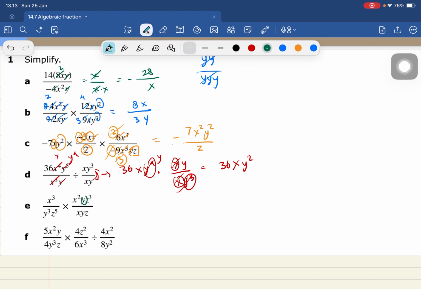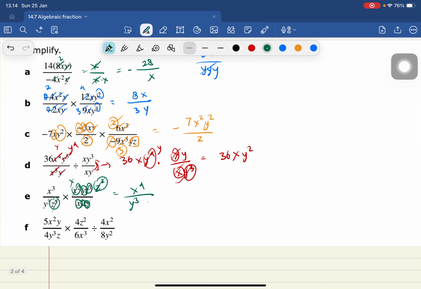Okay, here y and y. We've got z to the power of 1 and z to the power of 3, so we've got only z to the power of 2 here. x and x squared, so we've got only x. x with x is going to be x to the power of 4. We divide by y to the power of 3. And here power of 5 and power of 2, so we simplify it. Both of them divided by z to the power of 2. So the remaining is only z to the power of 3.